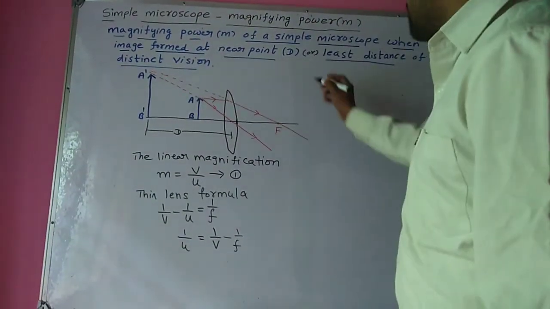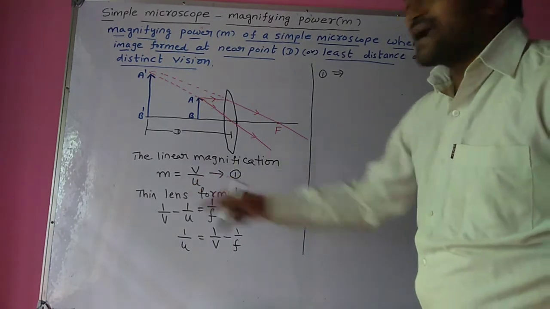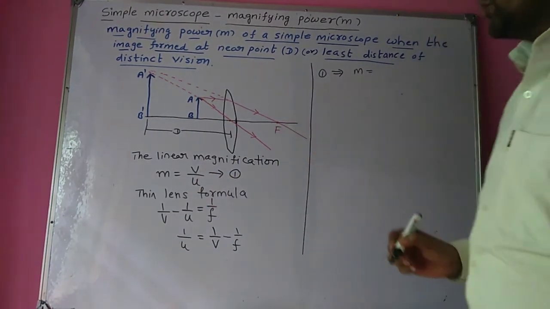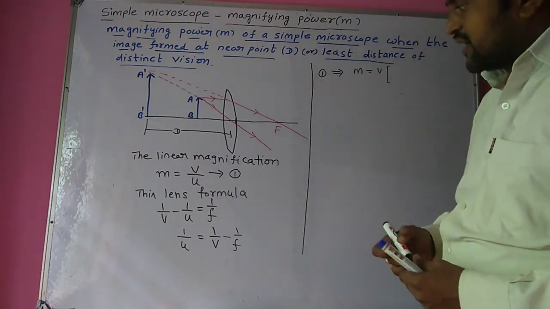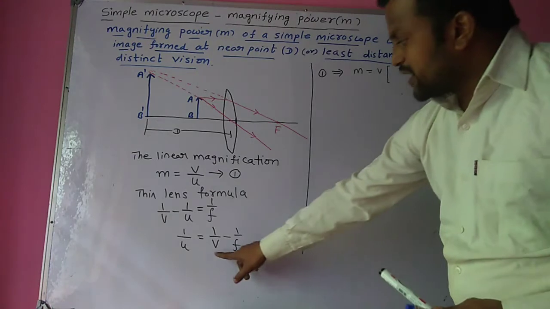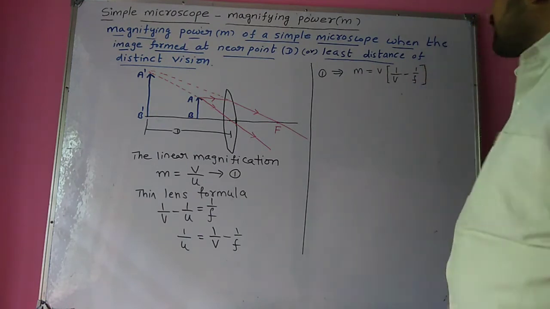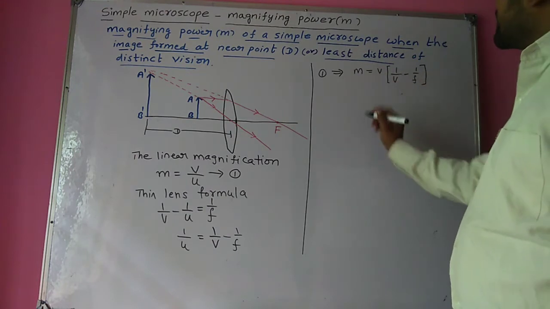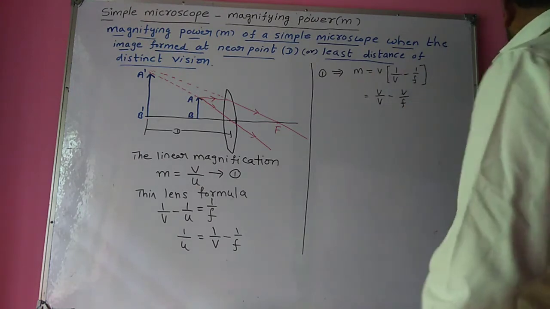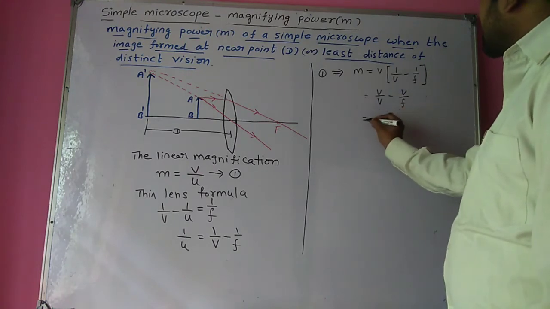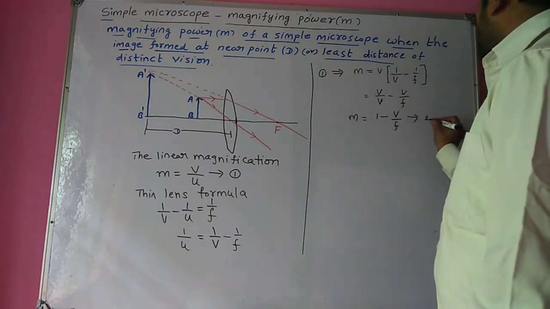From the first equation, magnification M is equal to V by U, which can be written as V into 1 by U. In place of 1 by U, you can write 1 by V minus 1 by F. Now multiply this V into the bracket, then you will get V by V minus V by F. V gets cancelled, and you get 1 minus V by F. This is the magnification. Let it be equation number 2.